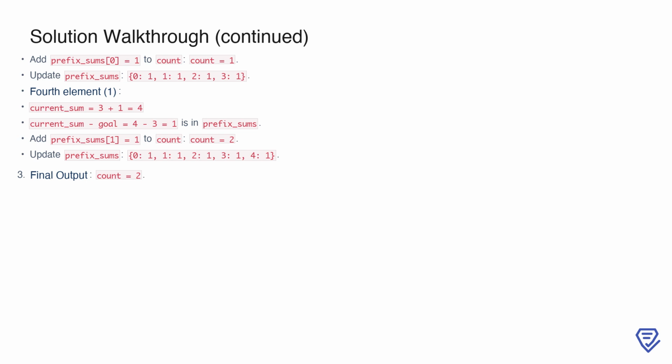For the fourth element, 1, adding it to current_sum brings the sum to 4. The difference between current_sum and the goal, which is 1, is in prefix_sums. We add prefix_sums, 1, which is 1, to count, making the final value of count equal to 2. After updating prefix_sums to include the prefix sum of 4, we conclude that there are 2 subarrays in this example that sum to the goal. This demonstrates how the algorithm efficiently counts subarrays using the prefix sums approach.